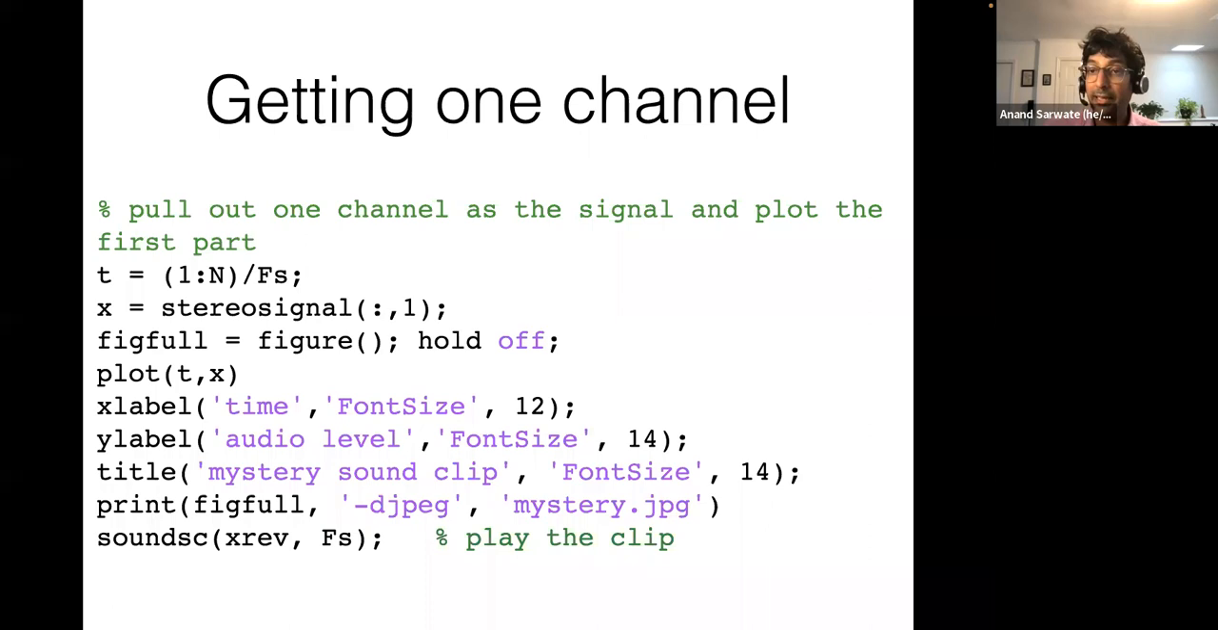And then if you want to play it, you can play it. This should actually be sound SC of X, not XREV of FS, and you have to give it the sampling rate because you have to tell it how fast to play the audio, right? How fast to play this discrete array.